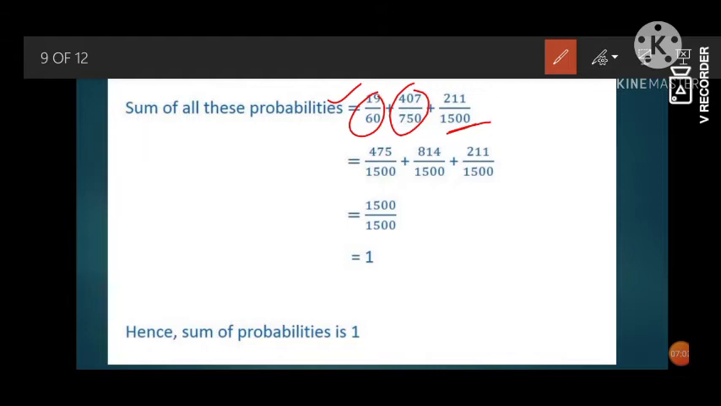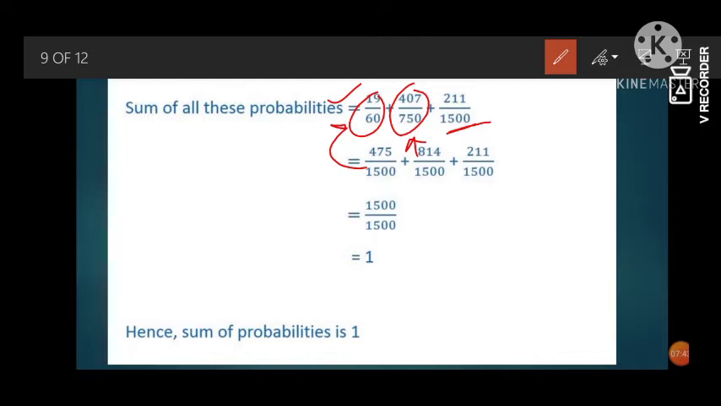So one thing we can do is use the unsimplified forms. The unsimplified form was 475 by 1500, which was later simplified and we got 19 by 60. Again, another unsimplified form was 814 by 1500, whose simplified form was 407 by 750, and 211 by 1500 cannot be simplified. So to make the denominators all the same, we are using the unsimplified forms.